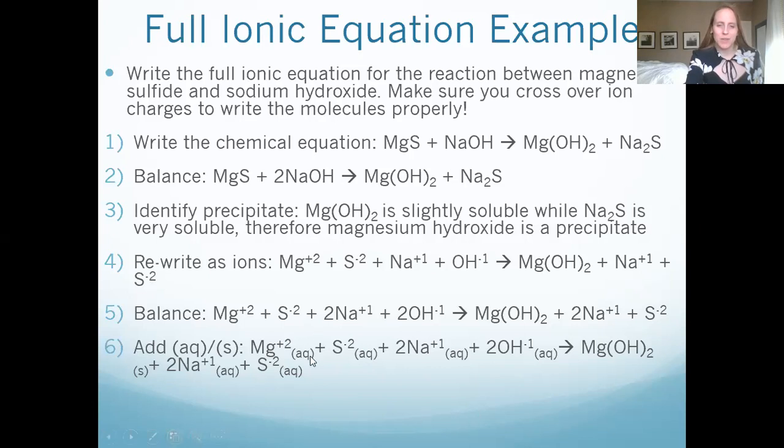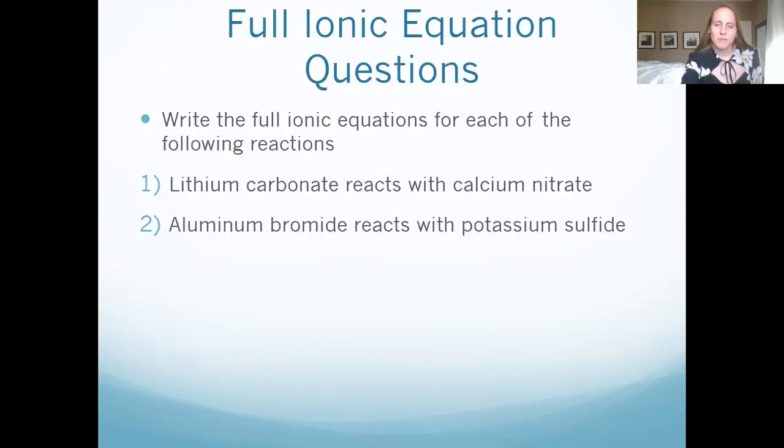And then your last step, again, is to just put in the aqueous and solid symbols. Again, I don't care if you do that last step or not. If you just kept your final answer, what you see here in step 5, I would be totally happy with that. Once again, make sure that when you do this, your precipitate should be the only thing that doesn't have a charge. Everything else is an ion, so everything else needs a charge. Okay, so practice writing these ones and then come back and check for the answer.